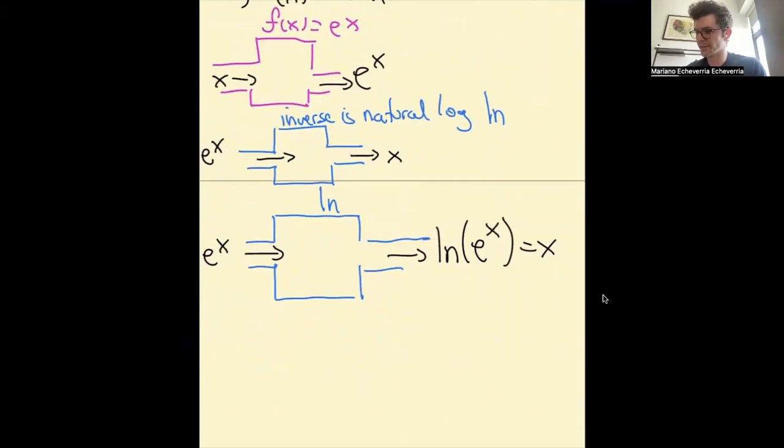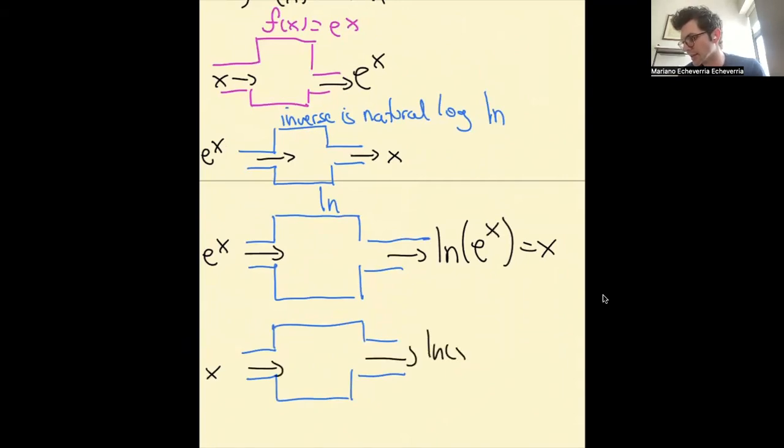Or more generally, you can think about it as a function of x. The input is x and it gives you ln of x. Is that making sense?